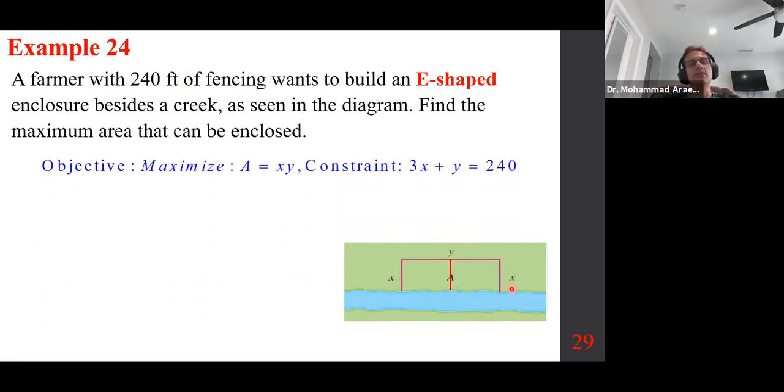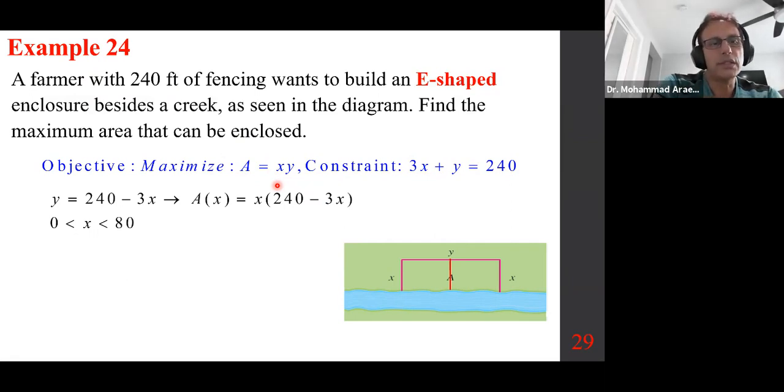And now we are in business. You can solve for Y. It becomes 240 minus 3X. Therefore, the function A, which contains two variables, now will have one. That's the reason we do that. Now, why is it that X is between 0 and 80? X is a dimension, so it must be positive, and Y can't be larger than 80. This expression, the parentheses, if you set this equal to 0, becomes 80. Larger than 80 makes this negative, and the area becomes negative.